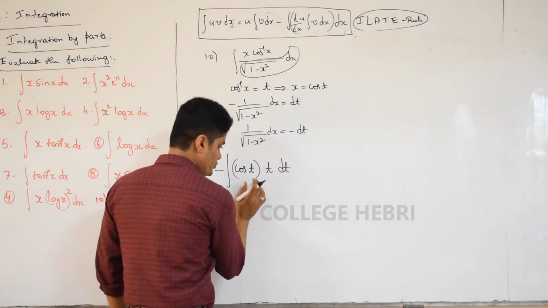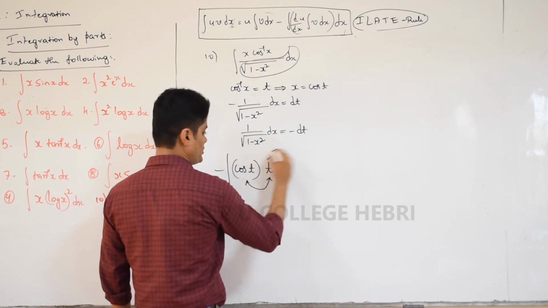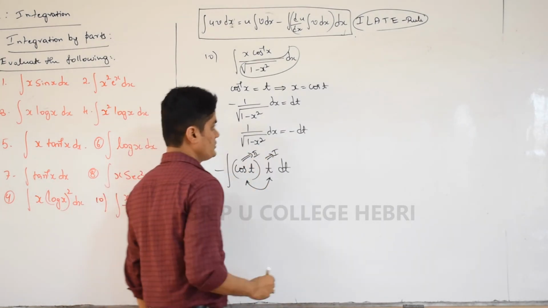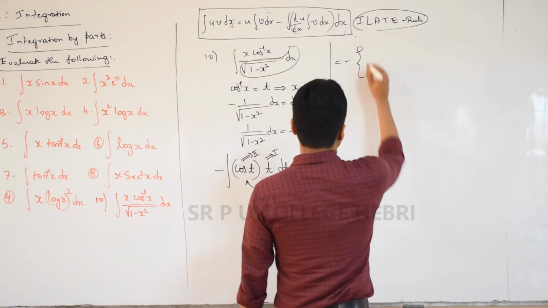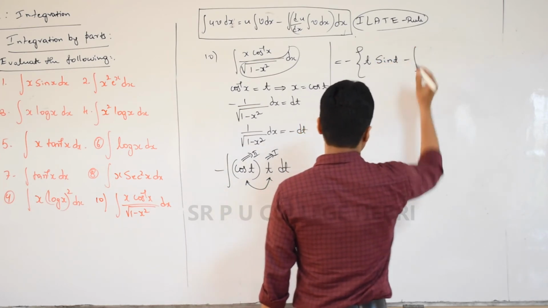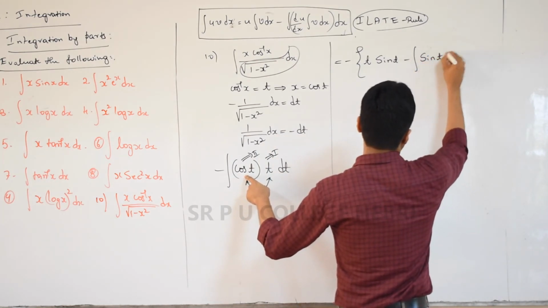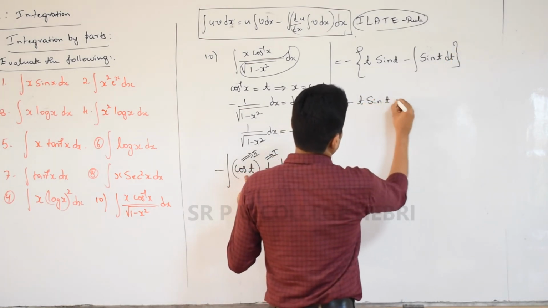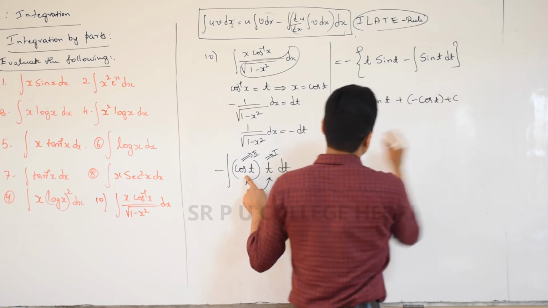So now you can see only the product of 2 functions. Here this function will be the first function because it is algebraic, and this will be the second function. Understood? So apply integration by parts. Minus sign is there, so put a bracket. T into what is the integration of cos t? Yes, sin t, minus the differentiation of t, which is 1, and the integration of cos t, which is sin t dt. So it is minus t into sin t plus the integration of sin t, which becomes minus cos t. Correct? So it will be minus t.